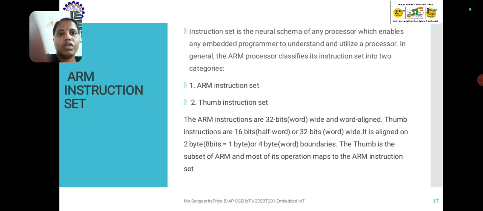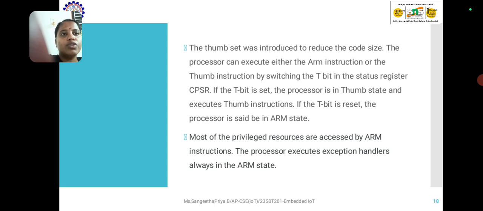The next topic we are going to see is the ARM instruction set. The instruction set is a functional schema of a processor which enables any embedded programmer to understand and utilize the processor. In general, the ARM processor classifies its instruction set into two categories: the ARM instruction set and the Thumb instruction set. The ARM instructions are 32-bit wide and word aligned. Thumb instructions are 16-bit or 32-bit wide, aligned on 2-byte or 4-byte boundaries. The Thumb is a subset of ARM, and most of its operations map to the ARM instruction set. The Thumb set was introduced to reduce the code size.